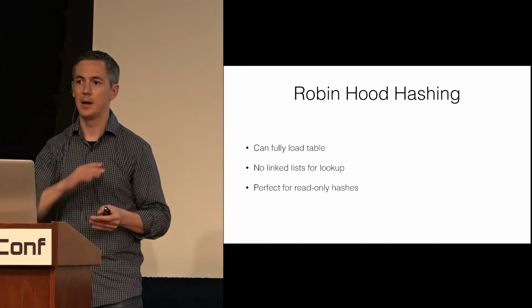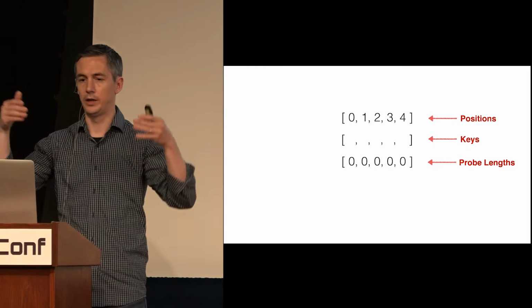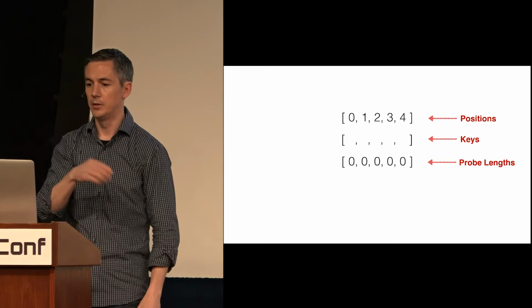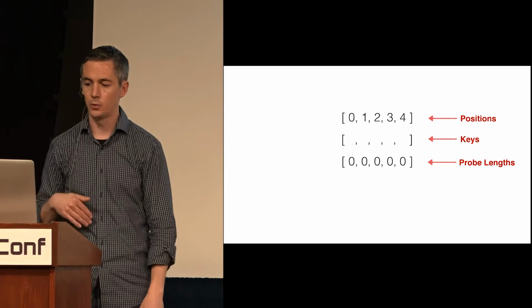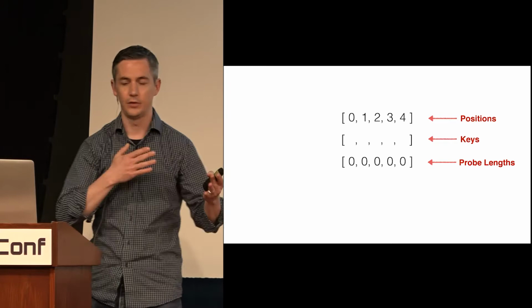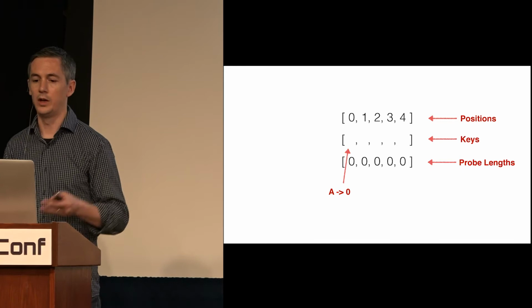So I'm going to jump through and look at Robinhood hashing, kind of try to explain it, so hopefully it's understandable. So at the top, we have the positions in the hash table. The middle section will be the keys, the keys that we're looking up. And the last one is what we call probes, which I'll explain. Now, for this example, I'm just going to use single character keys so that it fits nicely on the slide and everything looks good. So first, we're going to insert A into the hash table.